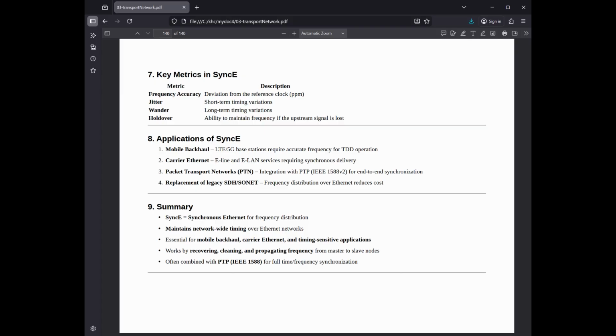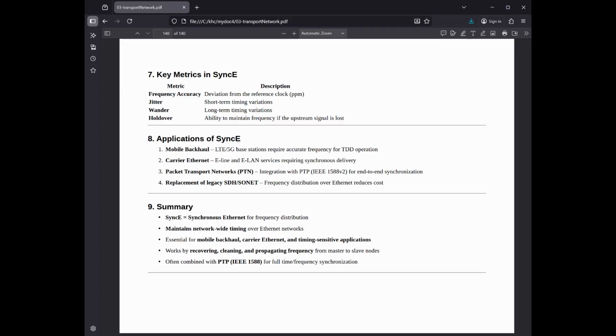3. Wander is the long-term, low-frequency variation of the clock pulses, deviations less than 10 Hz. The metric is measured using time interval error, MTIE, maximum time interval error, and TDEV, time deviation. The cause: wander is usually caused by environmental temperature changes in the fiber optic cables or the equipment racks over hours or days. Why it matters.